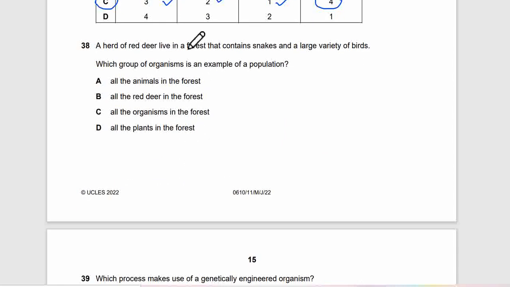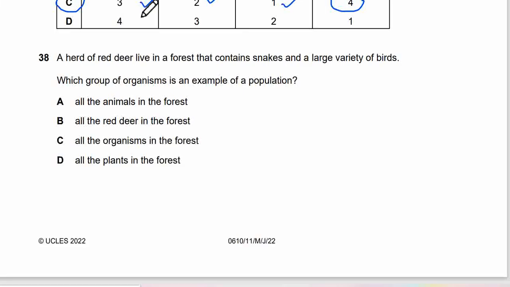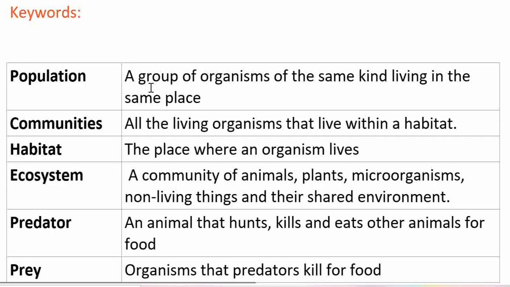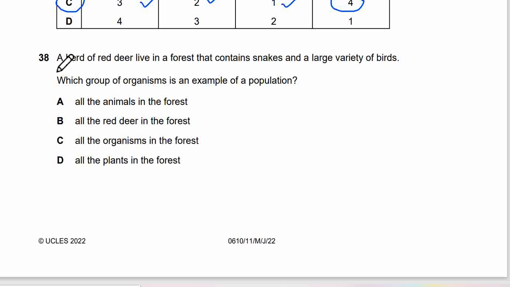Next, lastly, question 38. A herd of red deer live in a forest that contains snakes and a large variety of birds. Which group of organisms is an example of a population? Population, these are some keywords. Population is a group of organisms of the same kind living in the same place. These are some keywords for animals living in their environment. So that will be population, same kind. Animals of the same kind. So in here, animals of the same kind will be a herd of red deer.